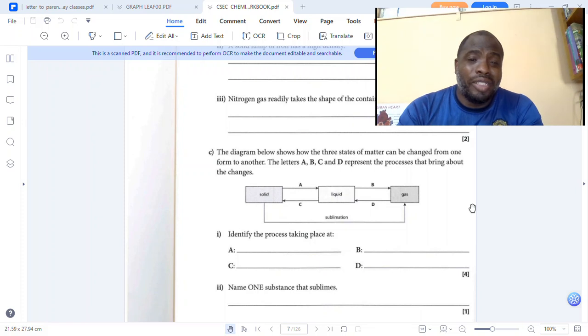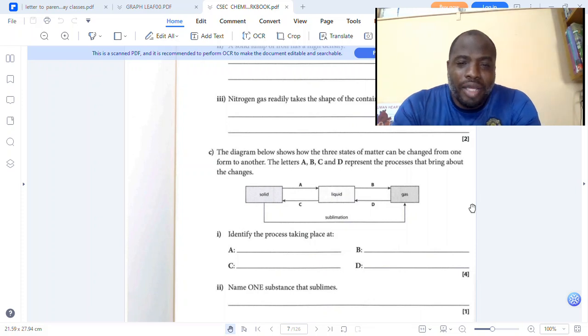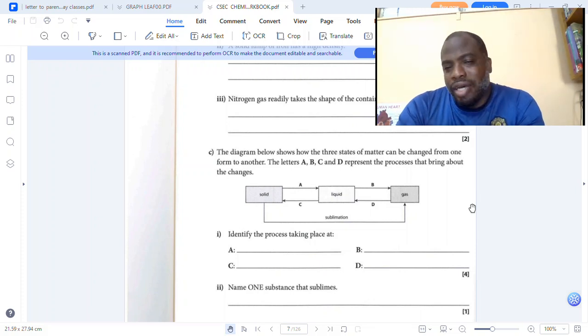Now, if you think about it, the particles in the solid, because they get that heat energy, get less and less attracted to each other, so they break further and further apart. And so at that point, it changes to a liquid. When this happens, we call it melting.